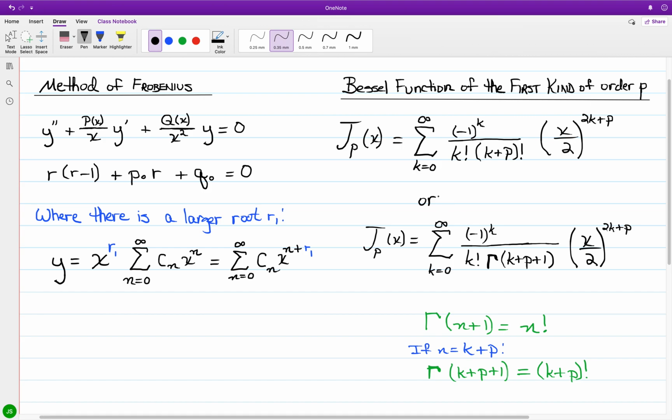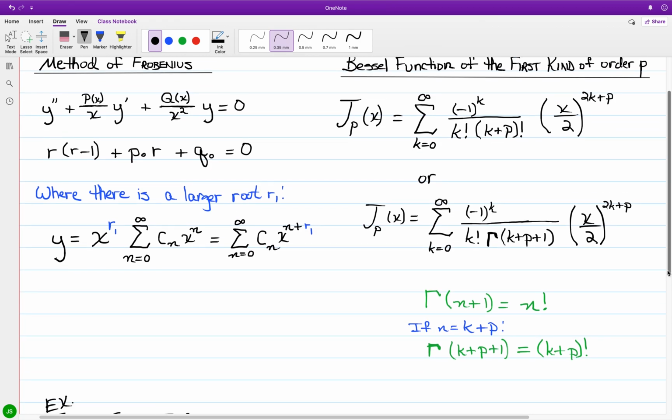And another way that this Bessel function can be expressed is where the k plus p factorial can be written in terms of the gamma function, where we have the gamma of k plus p plus 1. And just recalling what we had with the gamma function, we had the gamma of n plus 1 is equal to n factorial. So if n was equal to k plus p, you would have k plus p plus 1, and the gamma of this is going to be equal to k plus p factorial.